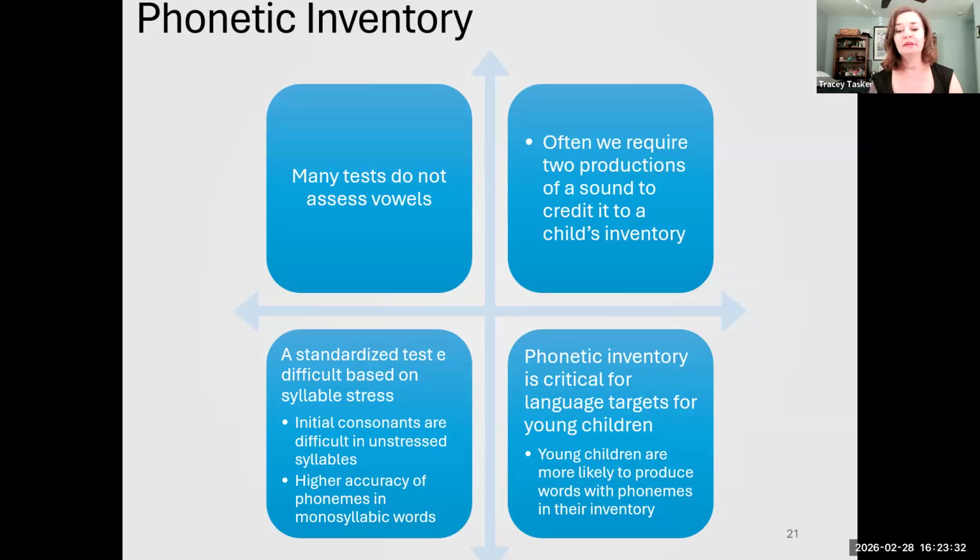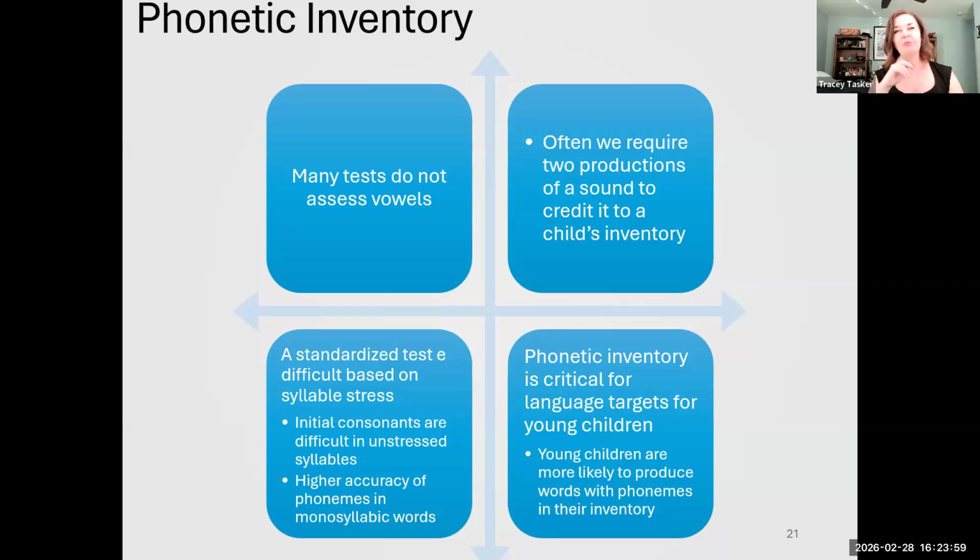And that's important because looking at this chart, going to the right-hand corner, we know that children are more likely to produce words with the sounds that are in their phonetic inventory. So we want to know what sounds they have so that we can pick targets. So even though this class is about speech, there are areas where speech and language overlap, and that's one of the examples.